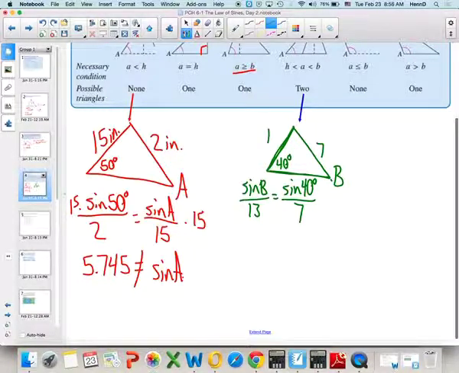Let's make this 11. Okay? So sine of 40 divided by 7, then times 11, sine of B equals 1.01. Really? Still? Oh, come on. Alright, let's try 10. What do we get? 0.9182. Actually, it's 0.9183 if we're being technical.